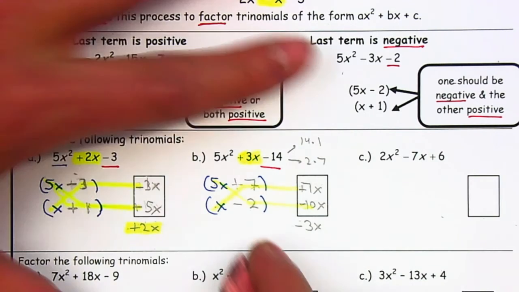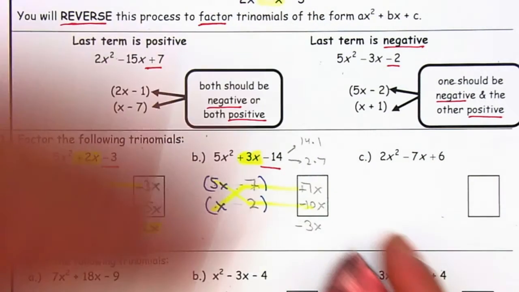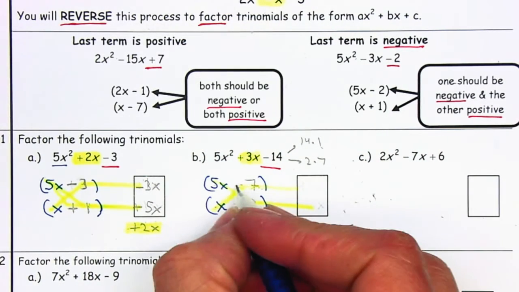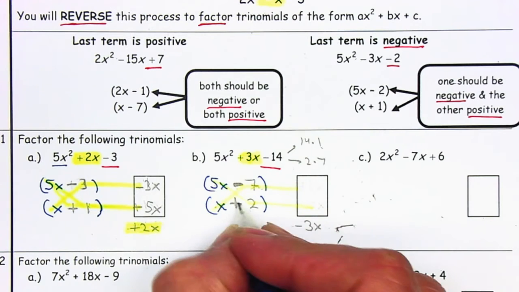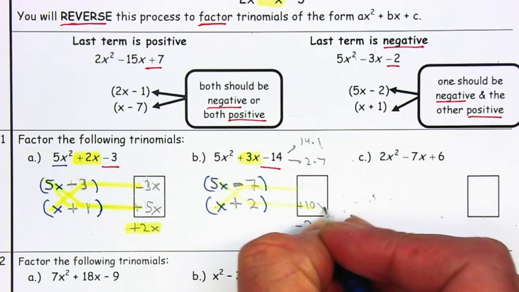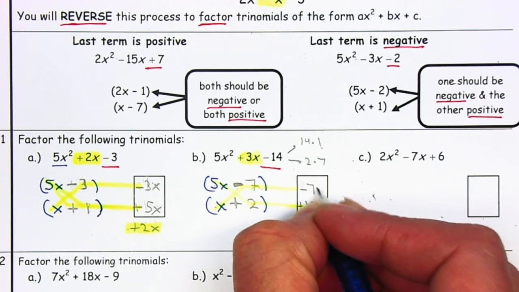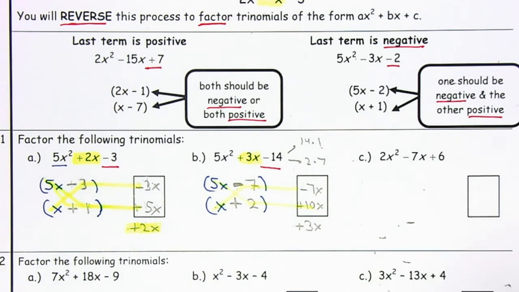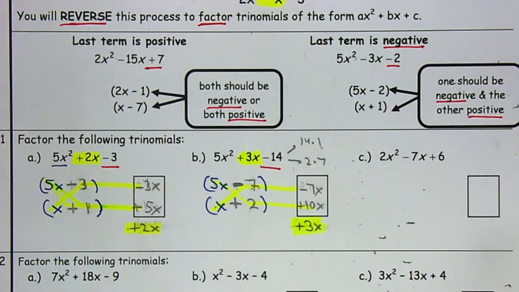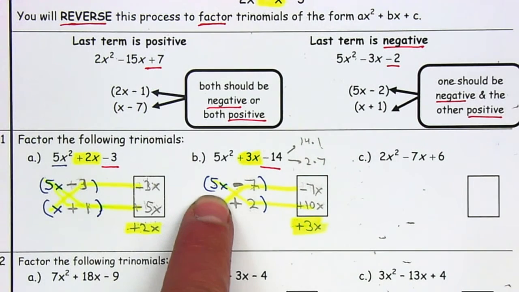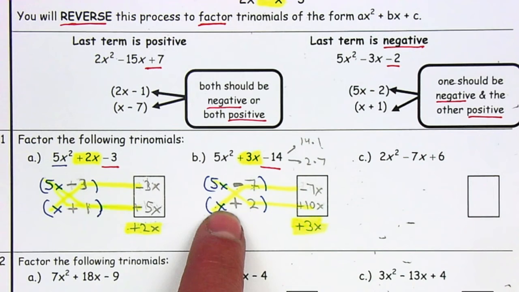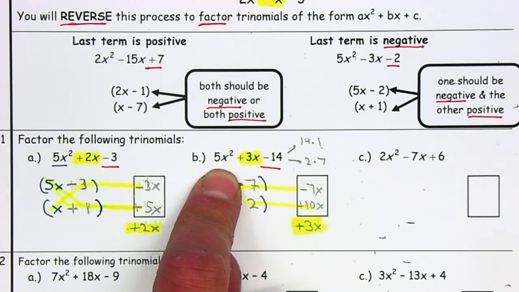Therefore, I'm not going to change my sign. I'm going to change my negative to the top, my positive to the bottom. So my negative on top and my positive on the bottom. When we multiply it out, it gives me positive 10x, and that gives me negative 7x. If I add them together, it gives me positive 3x, and that's perfect, it matches. So my factors are 5x minus 7 and x plus 2. If I multiply it out, I will end up exactly with what I have above.